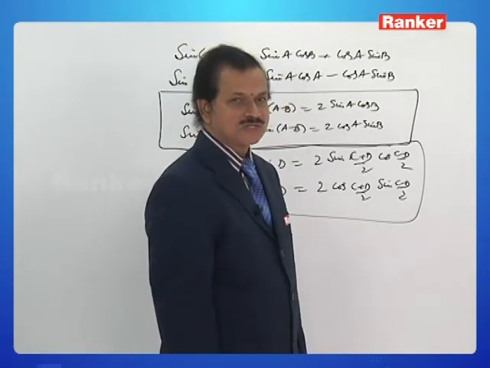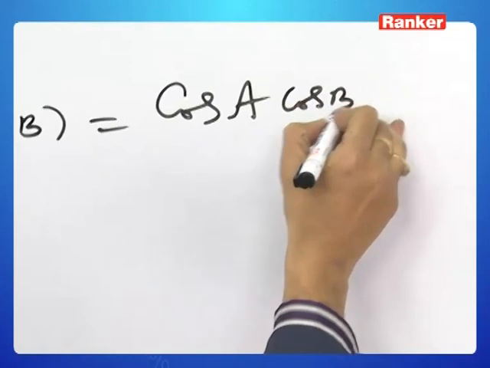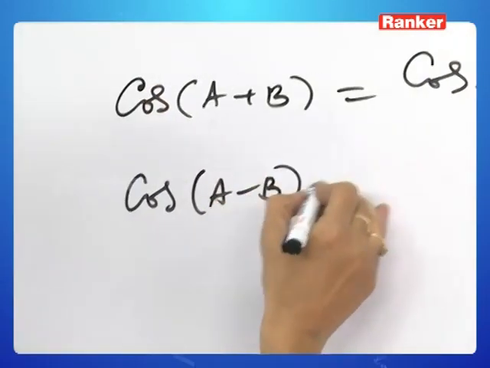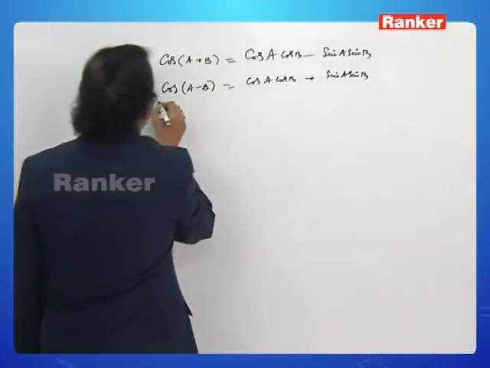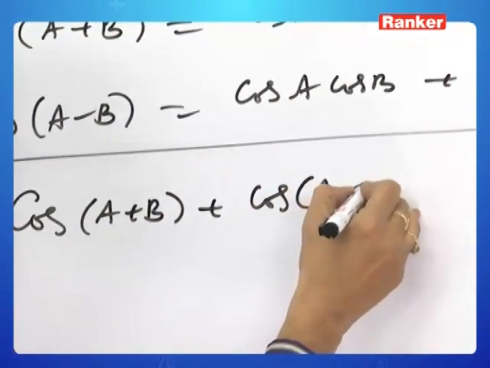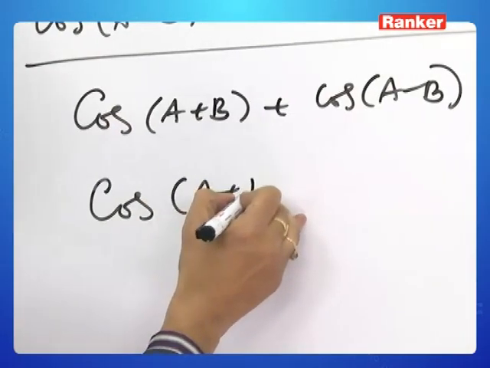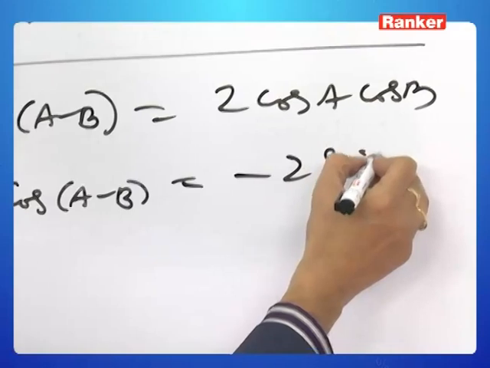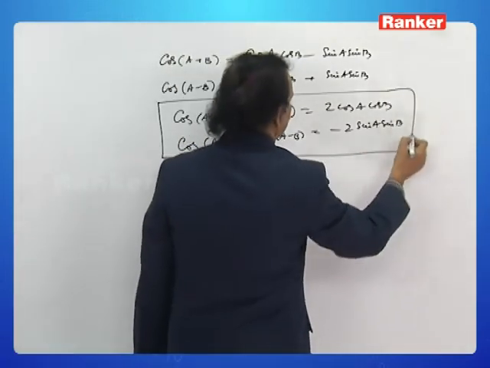Well, let us have a look towards the cosine function. Cos of A plus B is equal to cos A cos B minus sine A sine B. And cos of A minus B is equal to cos A cos B plus sine A sine B. If you add these two, cos of A plus B plus cos of A minus B is equal to 2 cos A cos B. And if you subtract, cos of A plus B minus cos of A minus B, these two will be cancelled, leaving you minus 2 sine A sine B. Well, this is the new piece of information.